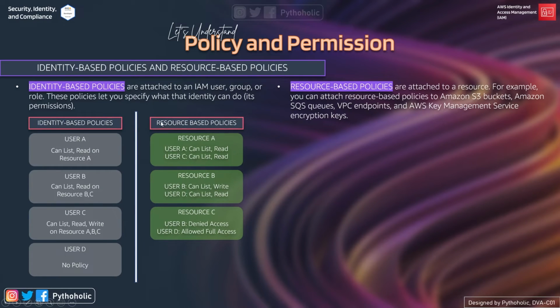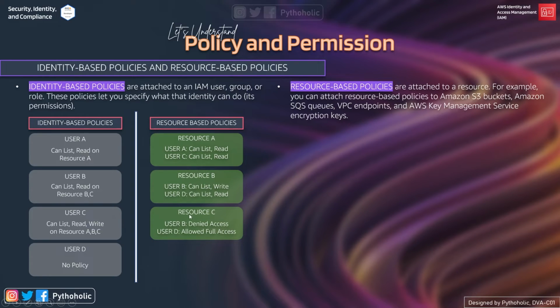Next, we have resource-based policies. The first is for resource A, in which we are allowing user A to perform list and read operations, and we are also allowing user C to perform list and read operations. Now for resource B, we have user B, and we are allowing it to perform list and write operations. Similarly, we have user D, which can perform list and read operations.